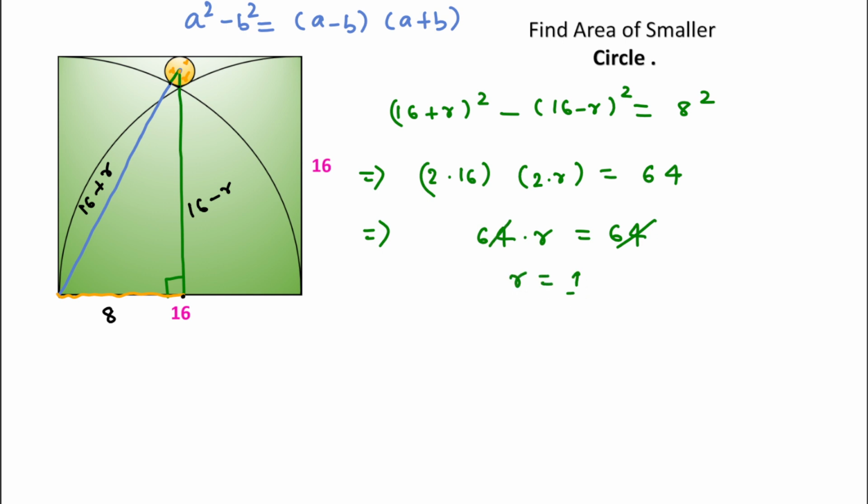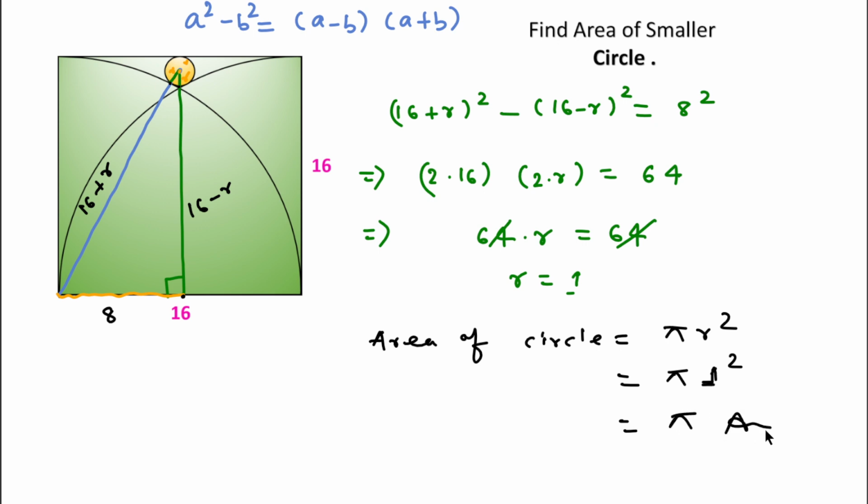1 unit. Since we have to find the area of this smallest circle, we will write here: area of circle equals pi r squared, and r is actually 1 unit, so 1 squared, which is equal to pi. So pi will be the required answer for this question.